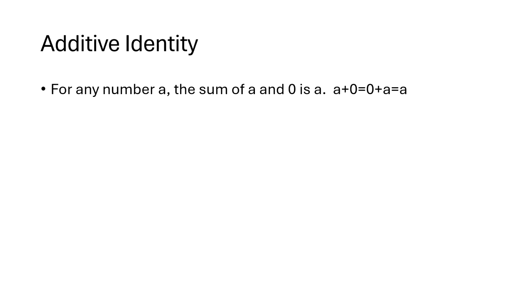Additive identity. For any number A, the sum of A and 0 is A. A plus 0 is equal to 0 plus A is equal to A. So basically, any number plus 0 is called additive identity, or any variable plus 0, that's what it is. An example is 2 plus 0 is equal to 2, or 0 plus 2 is equal to 2.